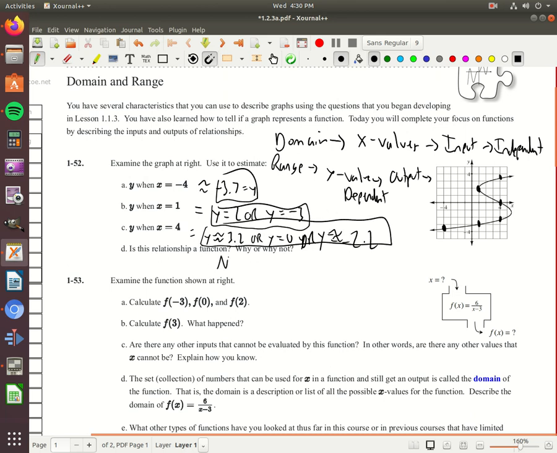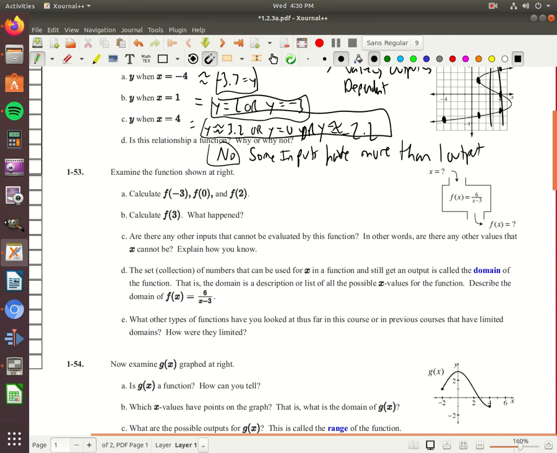So is this a function? No, it's not a function because there are multiple outputs for some of these inputs, right? Some inputs have more than one output.